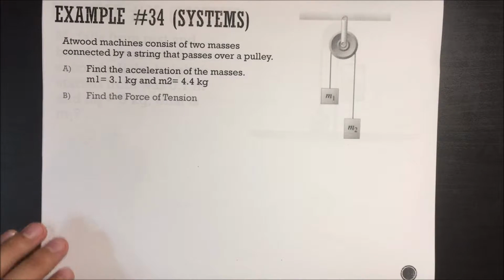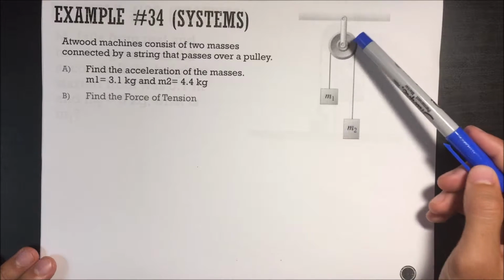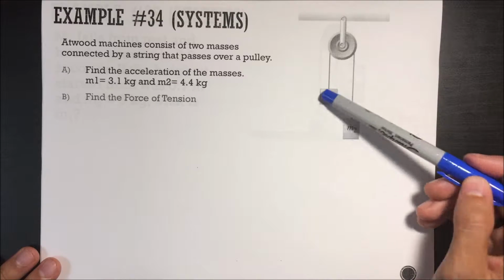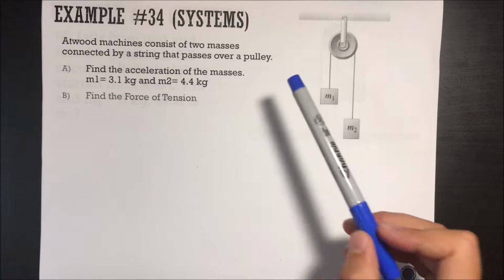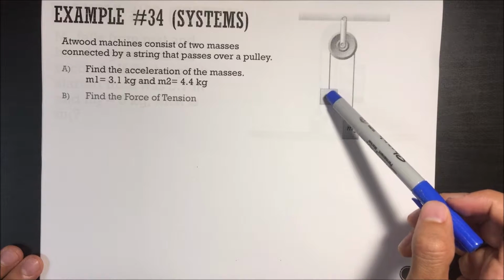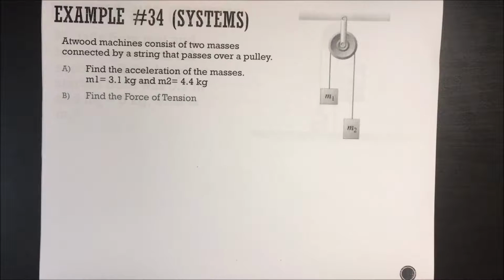Okay, let's look at another one. This one may look different, but it's actually the same thing. What we have here is an Atwood machine that consists of 2 masses, 1 and 2, connected by a string over a pulley. Find the acceleration of the masses. M1 is equal to 3.1 kilograms and M2 is equal to 4.4 kilograms.